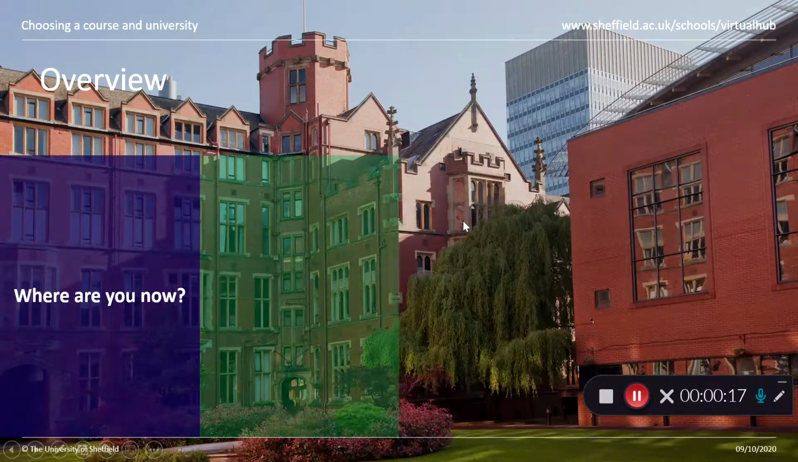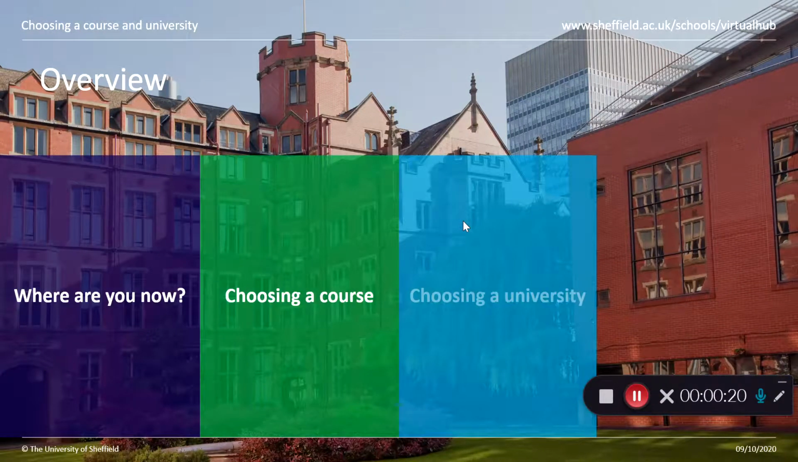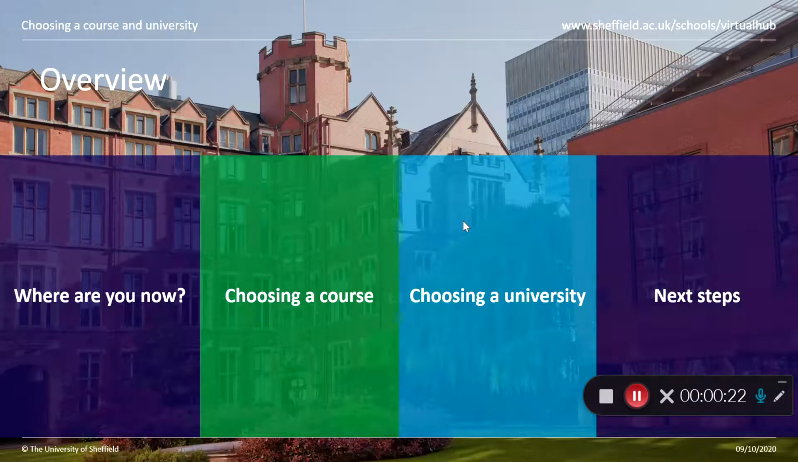What I'll be covering over the next 20 minutes or so is the current point you are at in your education, what to look out for when choosing a course, how to research the difference between universities, and some suggestions for next steps that you might want to take.